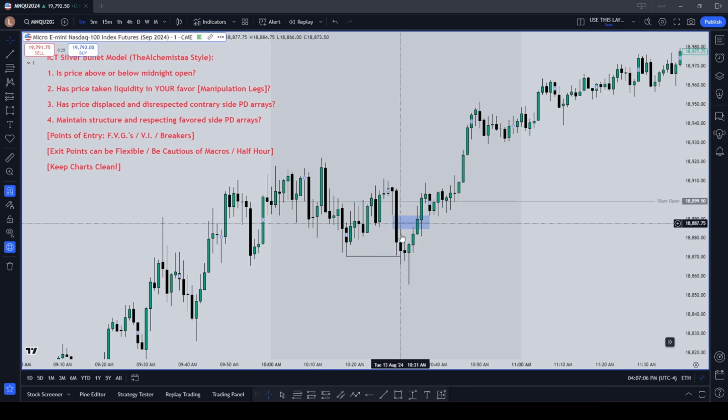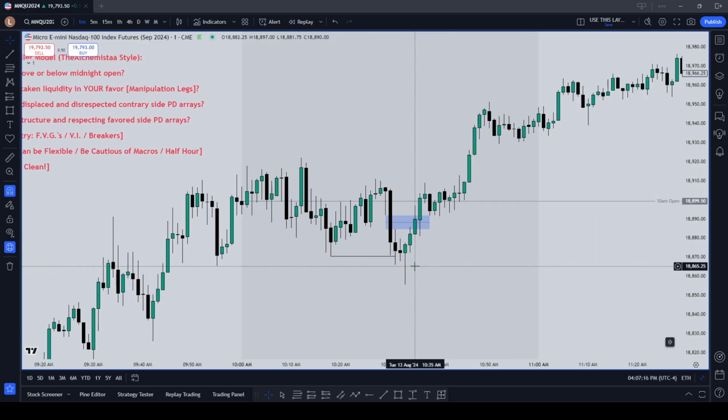Why? Because price trades down to it. Number 1, we don't close below it. And number 2, we wick right back up and we trade back above that 10 a.m. open. You never want to see that.